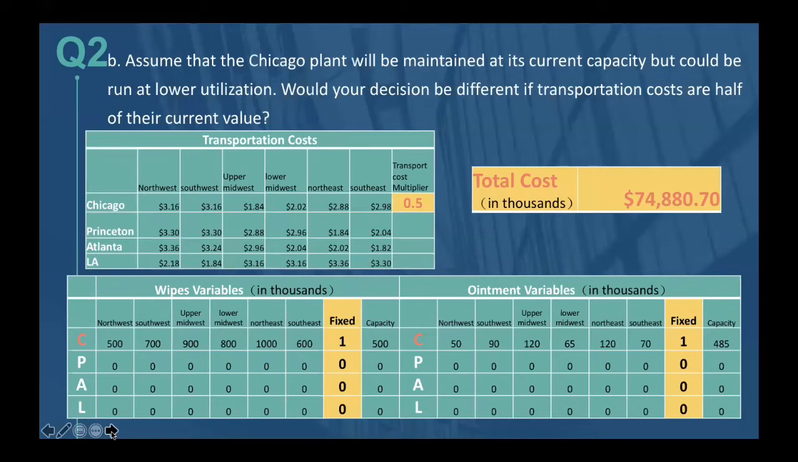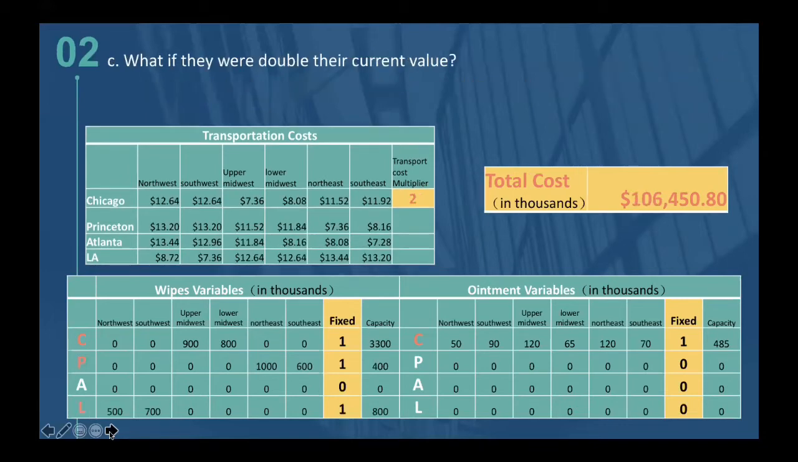The same thing in question 2B part, just the transportation cost is cut in half. In this case, we think Matt should just keep the wipes and the ointments production lines in Chicago and shouldn't add any new plants. Next, in question 2C part, transportation costs are double.